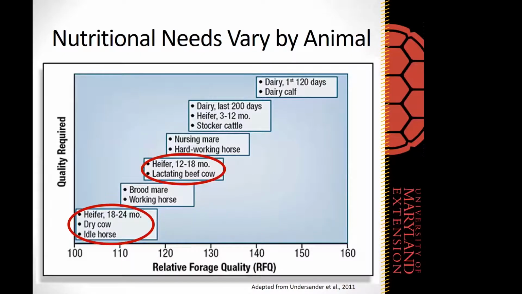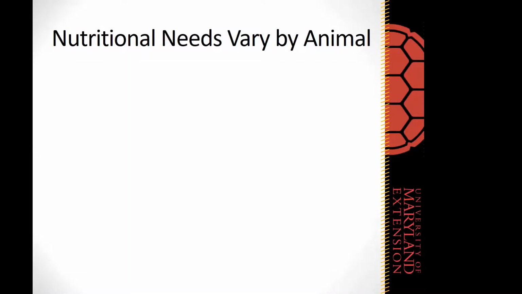If we bump up to maybe a lactating beef cow or kind of that moderate age, not super young, but still a growing heifer, they might fall more in the middle. And then of course, at the very top end of the spectrum, we have our lactating dairy cows that have just calved and are in their first 120 days of milk, or those really young growing calves might also fall in that spectrum. So consider the type of animal and the life stage when you're thinking about what type of forage quality that livestock requires.